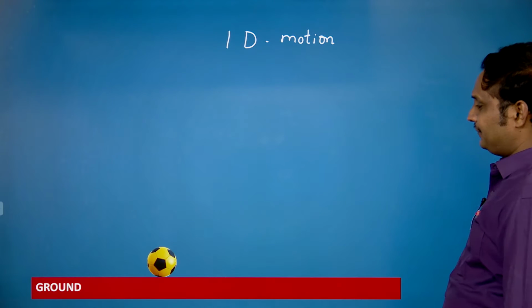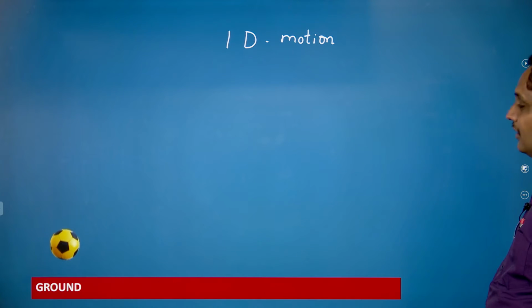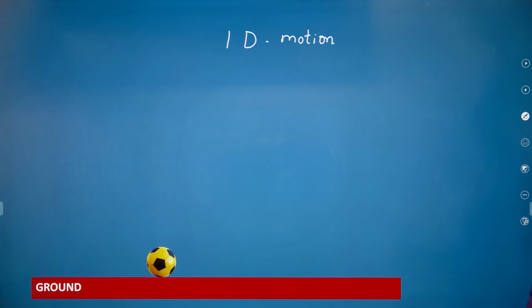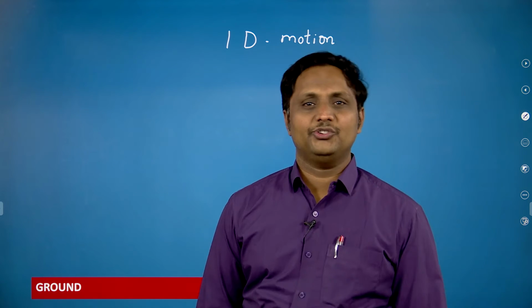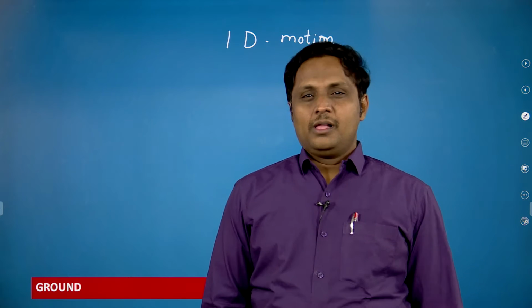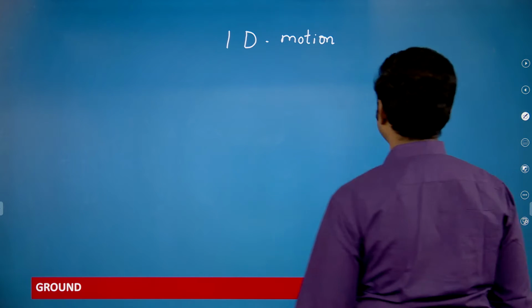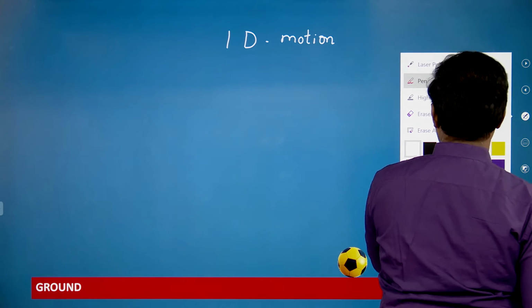Now, due to the external force, what happened? It is going to have its own velocity, that is the initial velocity and the final velocity. While it is allowed to fall down, we have to consider the acceleration due to gravity. This is going to be identified.